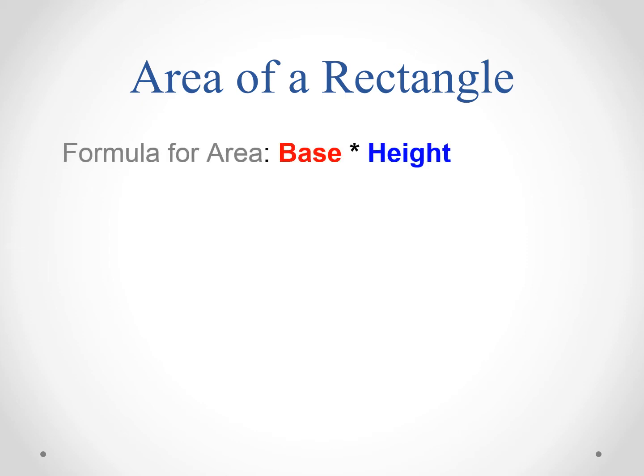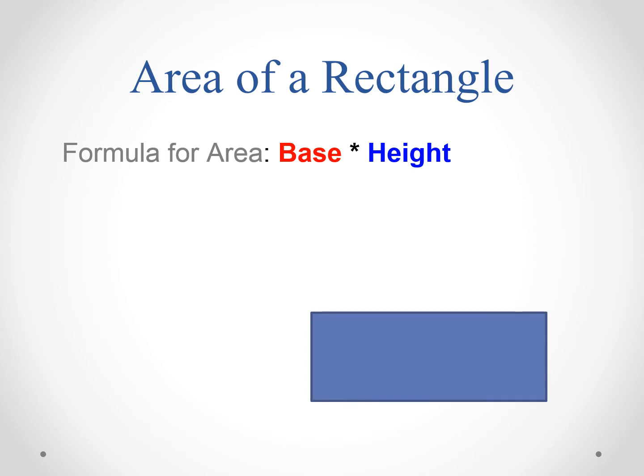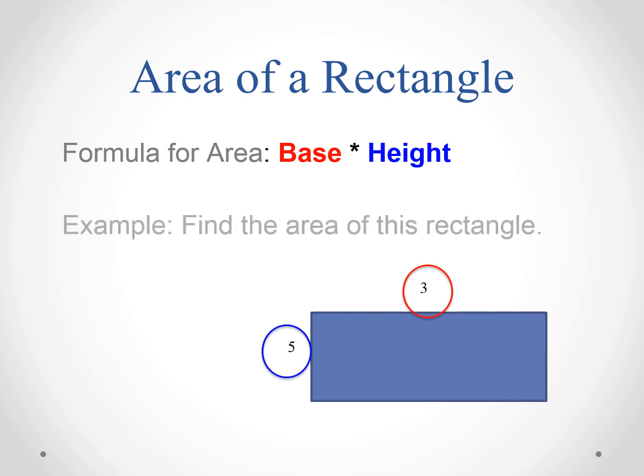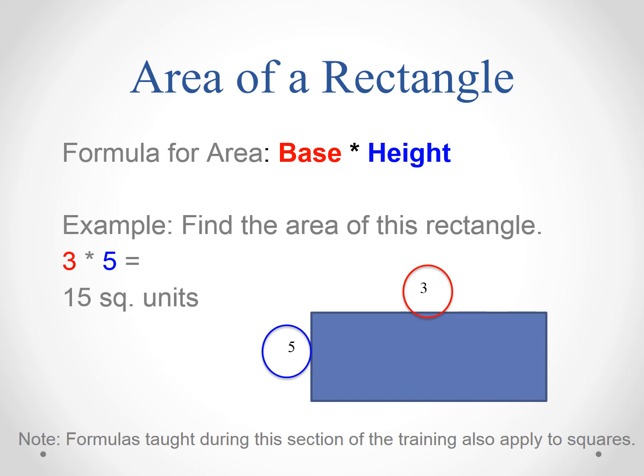Now we'll be learning how to find the area of a rectangle. You need the following formula for area, which is base times height. In this rectangle, if we give it the dimensions of, let's say, 3 and 5, we know that the base is 3 and the measurement for height is 5. So if we're asked to find the area of this specific rectangle, we would do base times height, or 3 times 5, to find an area of 15 square units. Please note that formulas taught during this section of the training also apply to squares.